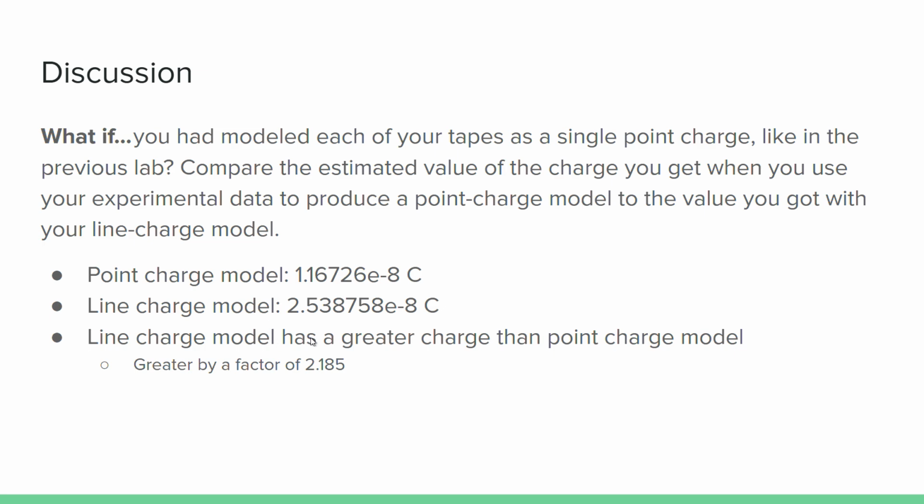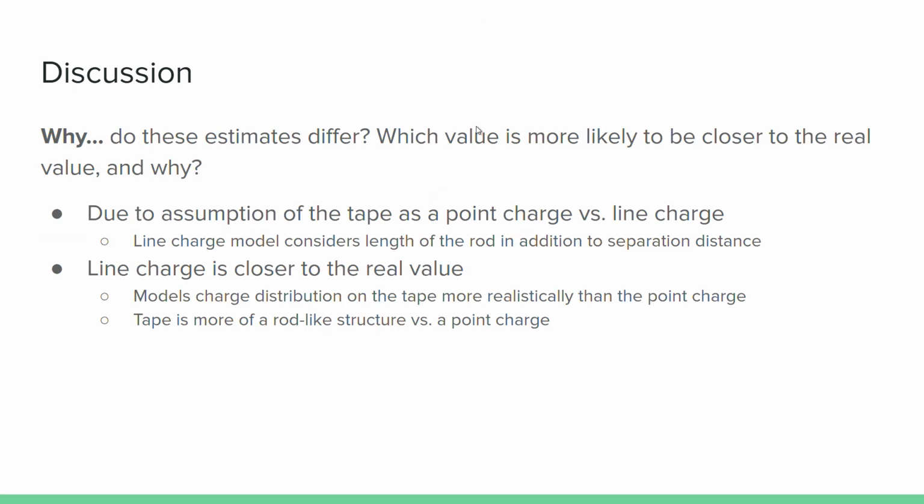The line charge model has a greater charge than the point charge model by a factor of around 2.185. And why do these estimates differ? This is likely due to the assumption of the tape as a point charge versus a line charge, since the line charge model considers the length of the rod in addition to separation distance. The line charge is probably closer to the real value since it models the charge distribution of the tape more realistically than a point charge, since the tape is more of a rod-like structure than a point charge.